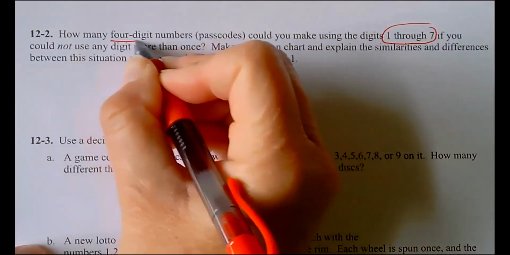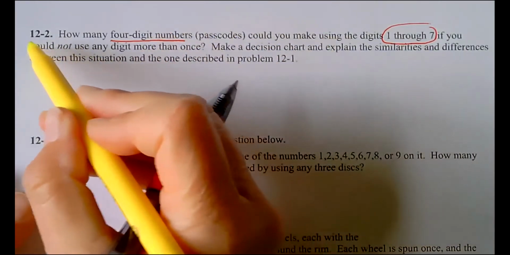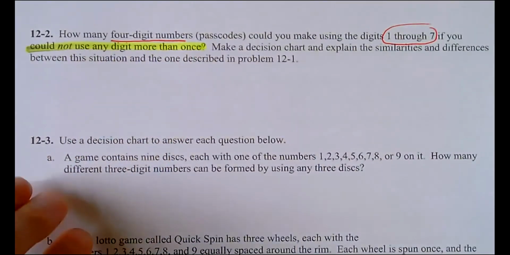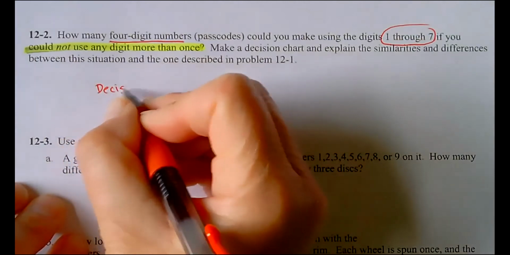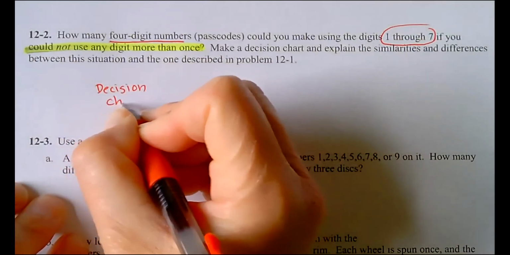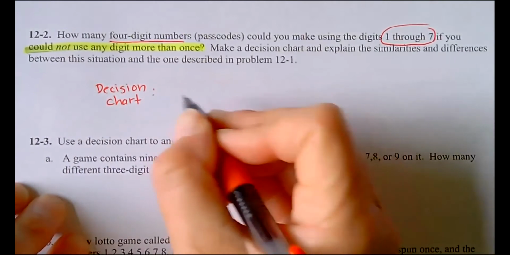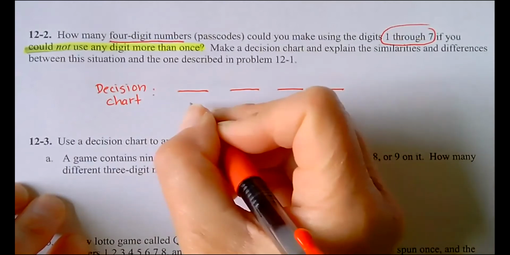We have a 4-digit passcode, but the difference here is that you cannot use any digit more than once. So once we've used it, it's gone. So I'm going to make my decision chart. And so for my decision chart, I'm going to have my first, second, third, fourth digit.